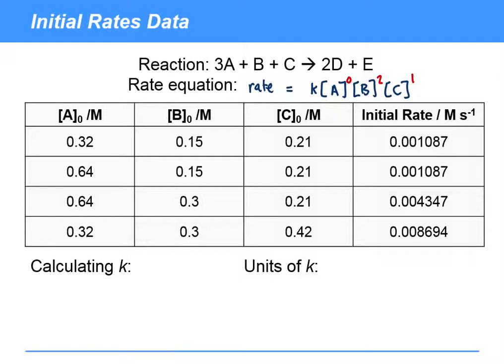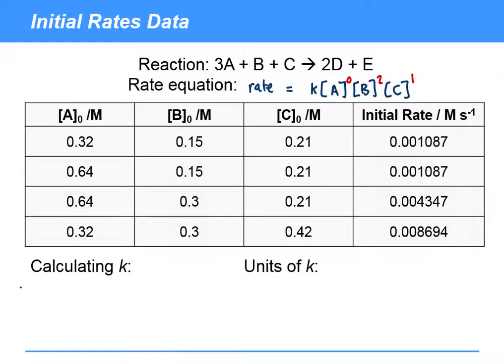But now we've got those orders, we can simply sub in any of these rows of values. Now remember, if you've done them relative to the first row, you now need to use the actual numbers to work out K, simply by rearranging this formula. So why don't you have a go at doing that? Pause the video and rearrange it to make K the subject.